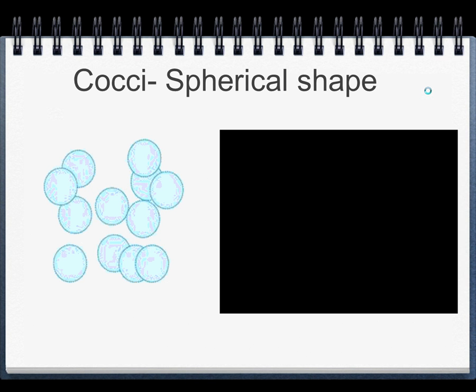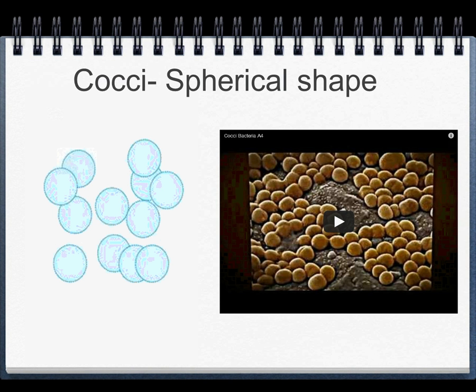The next shape is cocci. And you should be drawing these spherical shapes, just those circles. That's what it looks like. Very simple. And while you're drawing, I'll play a little short video so you can see that. Cocci. You don't have to, they're just circles.